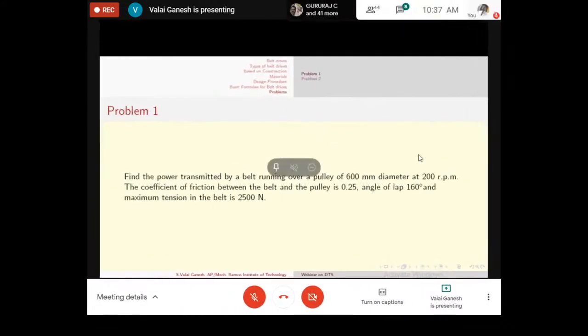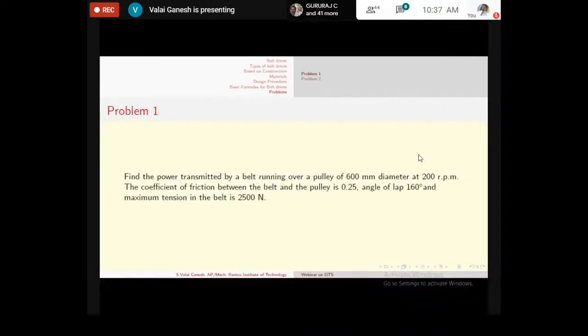Based upon this, we are going to see problem number 1. Find the power transmitted by a belt running over a pulley of 600 millimeter diameter at 200 rpm. The coefficient of friction between the belt and pulley is 0.25. Angle of lap is 160 degree. Angle of lap is nothing but arc of contact. Maximum tension in the belt is 2500 Newton. So these are all the data available for you. Based on the data, you need to find the power transmitted by this belt drive.